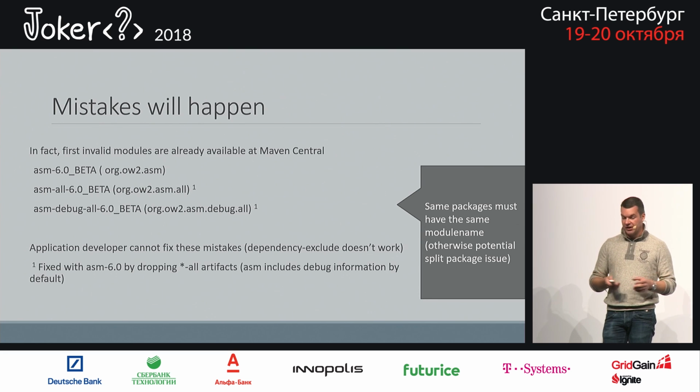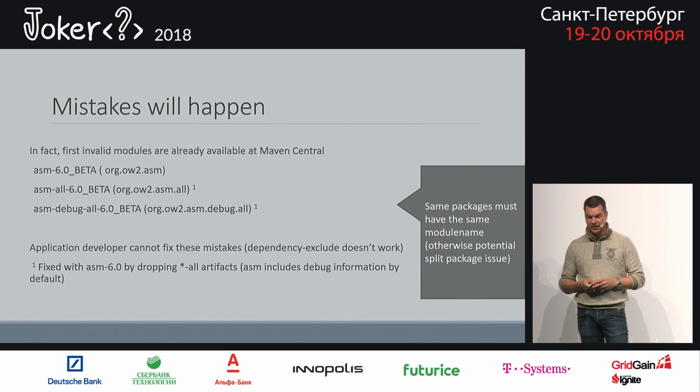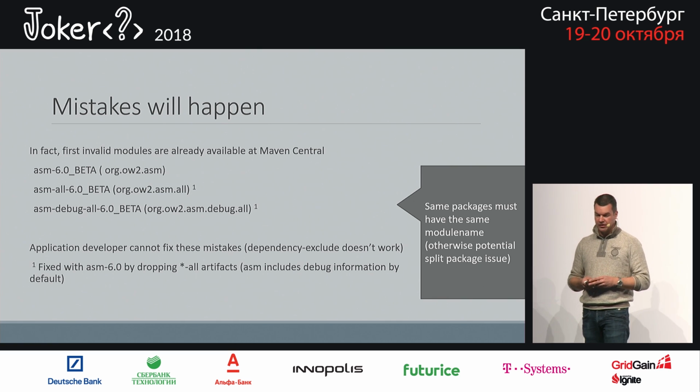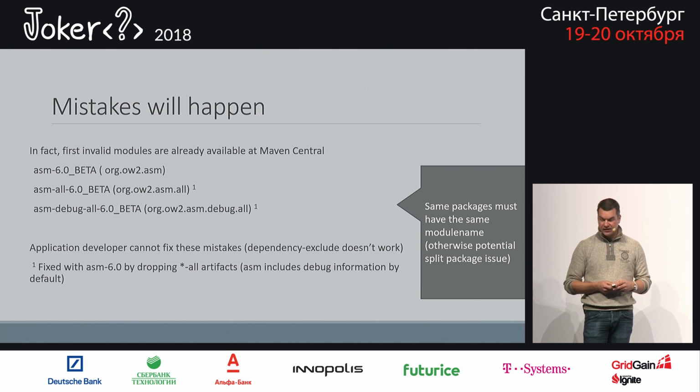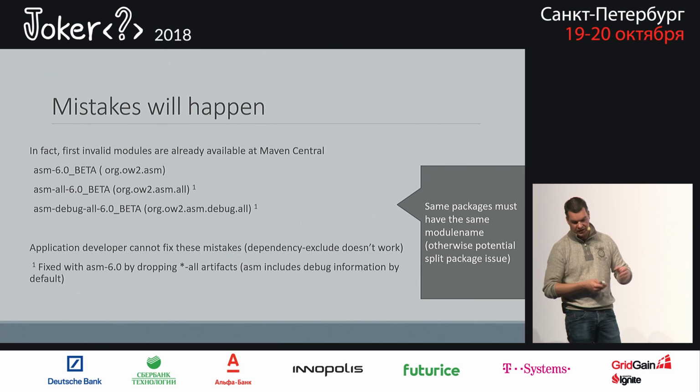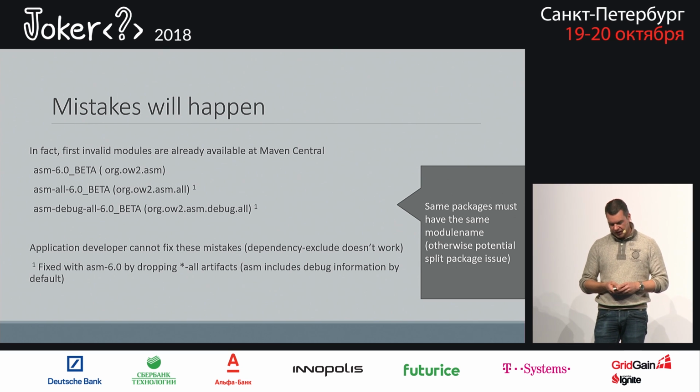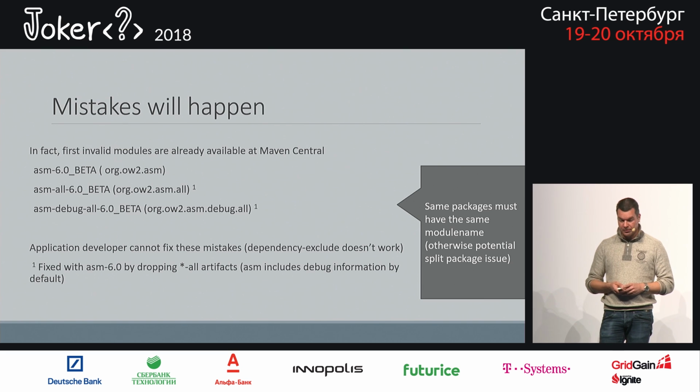Of course, mistakes will happen, and we already had the first issue in Maven Central. So one of the first versions of ASM 6.0, there was a split package issue. So these jars, all these three, have exactly the same classes inside of it. And they have different names. So it was not possible to refer to both these jars. Luckily, they decided to drop the all and the debug all. So now there's only one ASM jar file, and that solves the problem.